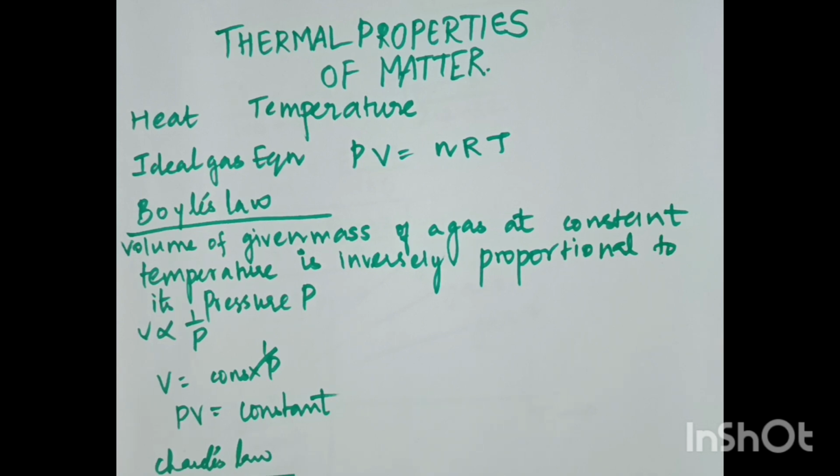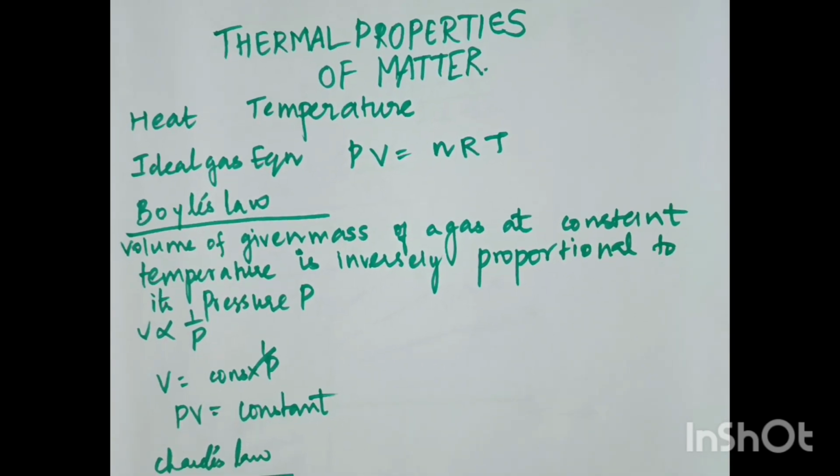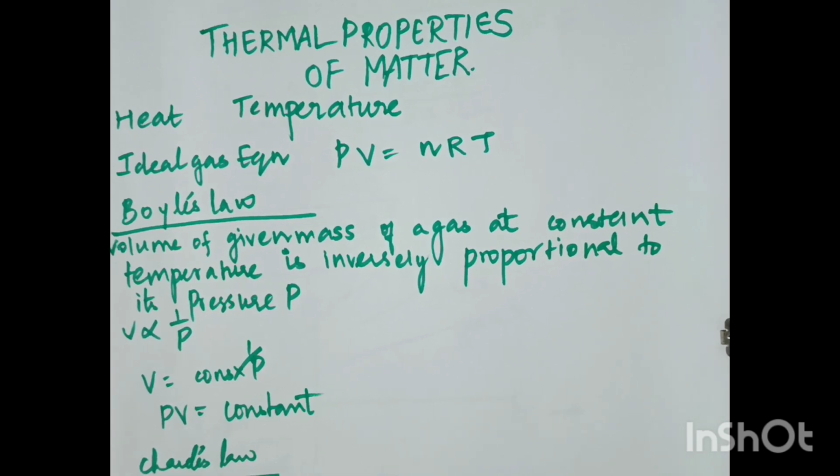It is a measure of the degree of hotness or coldness of a body. So we all know the ideal gas equation is PV equals nRT, where P stands for pressure, V stands for volume, n stands for number of moles, R stands for the universal gas constant, and T is the temperature. So let us see two gas laws.